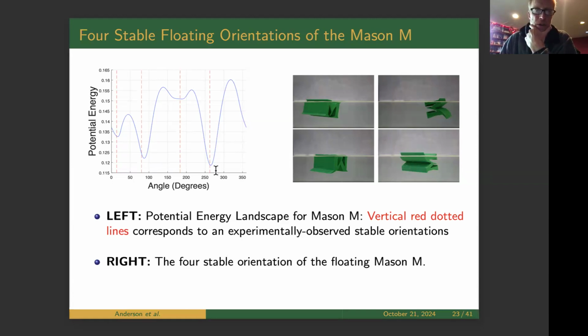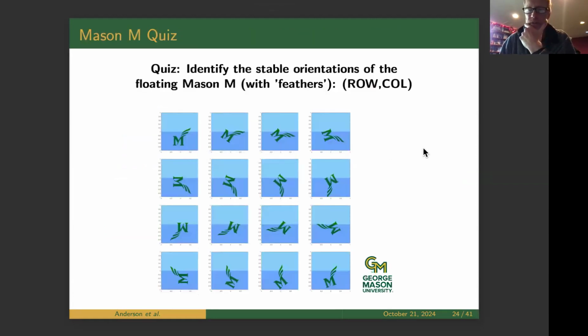So I'll give you a little bit of a quiz right now, so you have a chance to make a prediction. This is the Mason M with feathers. The Mason M has two extra feathers. It's supposed to be a quill, if you look at it right. And it looks like they're disconnected, but mathematically we've connected them with a line of zero mass. So it floats as if it's in the configuration you see.